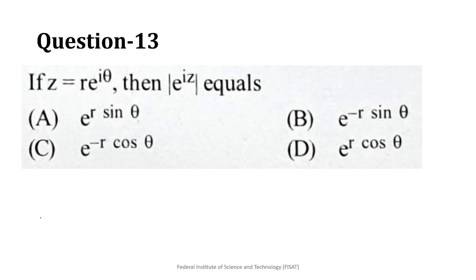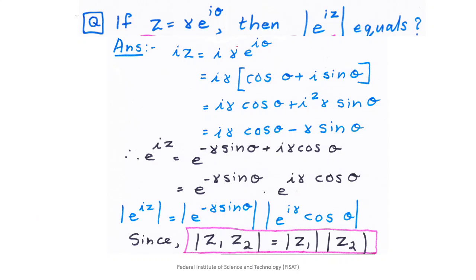Z equal to r e raised to I theta is given, then find mod e raised to I z. Firstly you find out I z equal to I r e raised to I theta. You know the result already. Substitute, obtained as I r cos theta minus r sin theta. Now e raised to I z is required in the question. So e raised to I z equals e raised to I r cos theta minus r sin theta, you obtain this one.